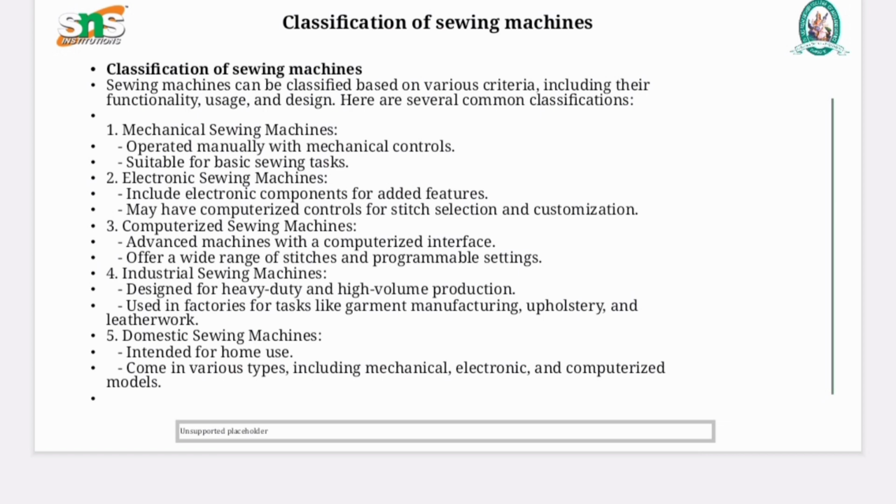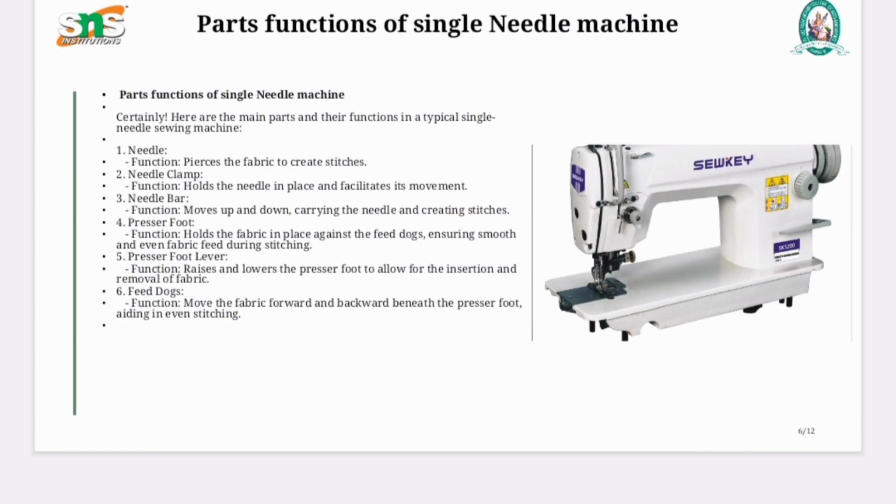Needle: pierces the fabric to create stitches. Needle clamp: holds the needle in place and facilitates its movement. Needle bar: moves up and down, carrying the needle and creating stitches. Presser foot: holds the fabric in place against the feed dogs, ensuring smooth and even fabric feed during stitching.